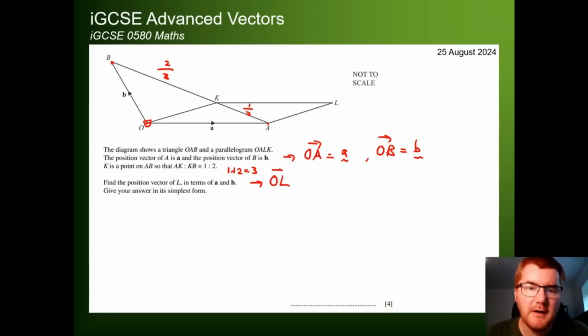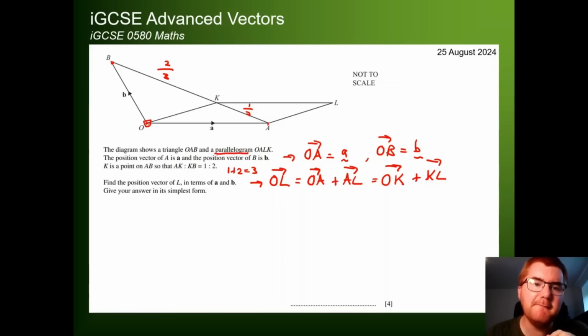Now, in order to go from O to L, we have a couple of options. One option is to go from O to A and then go A to L. So we could do that. Or we could go O to K, plus KL. So we can take either of these routes up here in order to work out the problem. Now, because this is a parallelogram, which is an important word in the question, it basically means that the vector OA is going to be the same as KL. They're the same length and direction. So I can write in that this vector is also going to be a. So it means I can take either route and it's not really going to make much difference.